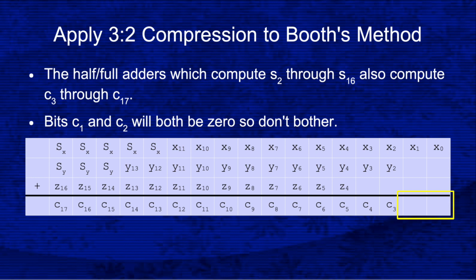As before, there will be no carry bits C1 and C2 generated by partial product bits X0 and X1 respectively. For each successive stage of 3-2 compression, we will need to sign extend the partial products, but we can save resources by only sign extending as needed. That is, it isn't necessary to sign extend all of the partial products out to bit 23 at the start.